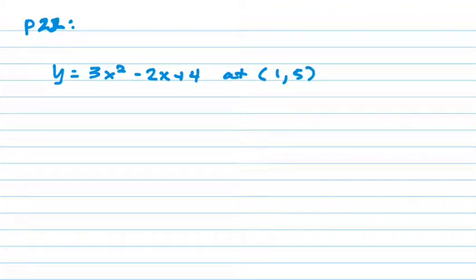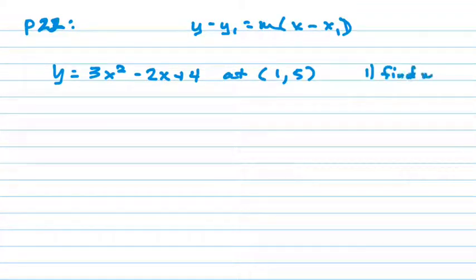Okay. Now, in order to find the equation of a line, that's always the same formula, no matter what you're doing. That's y minus y1 equals m times x minus x1. And I know an x and a y, but what am I missing that I need for the formula? Slope. But it's easy to find the slope. So step 1 is find m.